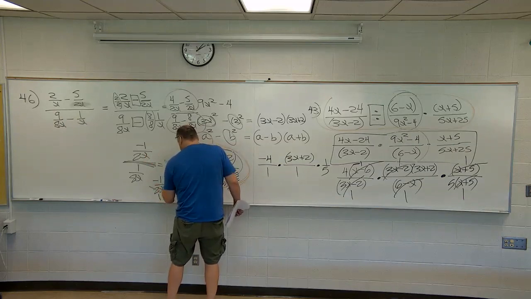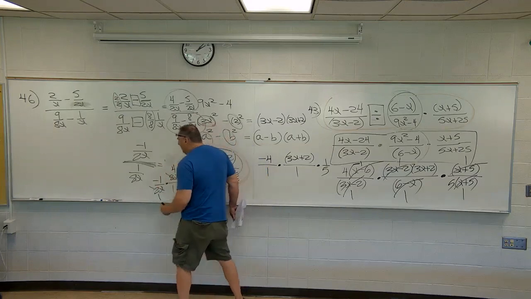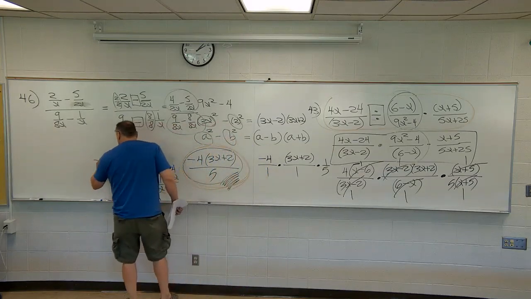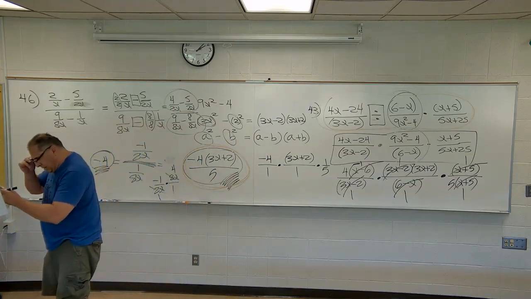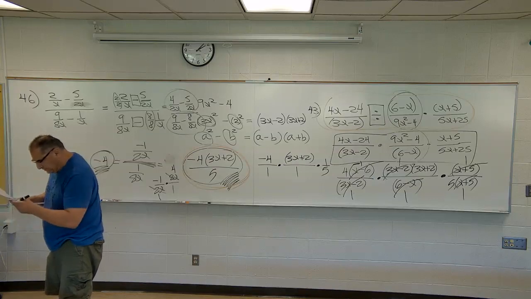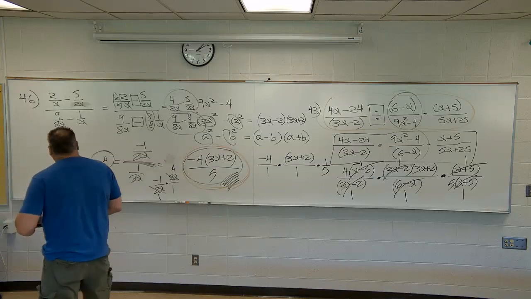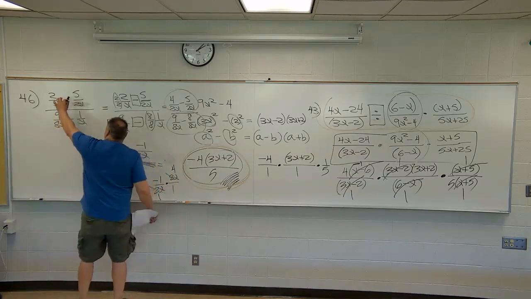2 apples goes into 8 apples, you get a group of 4. How many groups of 2 apples are there in 8 apples? 4. 4 times negative 1 is negative 4. So what they're doing here, that's negative 4.